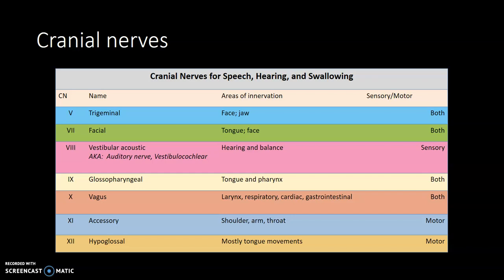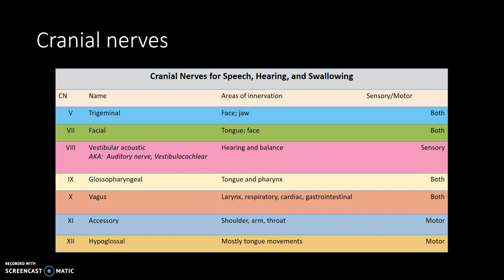The vagus nerve is going to help with closure of the airway, so protection during swallowing. It's going to help close the muscles of the pharynx. It helps lift and close the velum for resonation. It helps sensation of the larynx to know if any food or liquid is going into the airway. And it helps coordinate our breathing and our digestion.